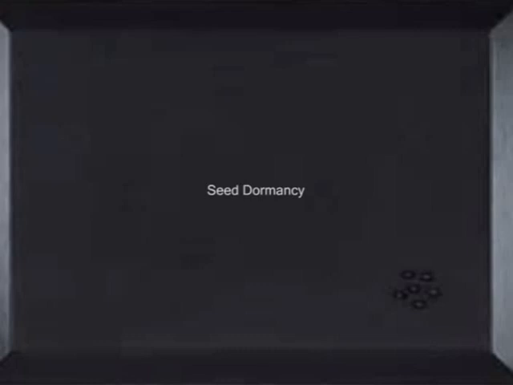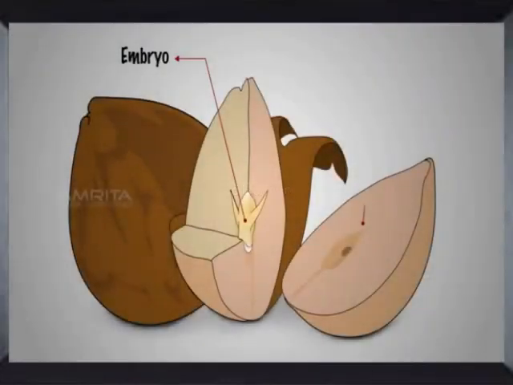Dormancy in seeds. The embryo of a dry, fully developed seed usually passes through a period of rest after the ripening period. During this time, the seed performs all its life or physiological processes very slowly and uses little food. This is the period of dormancy.